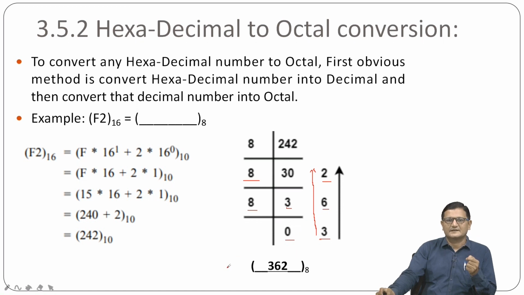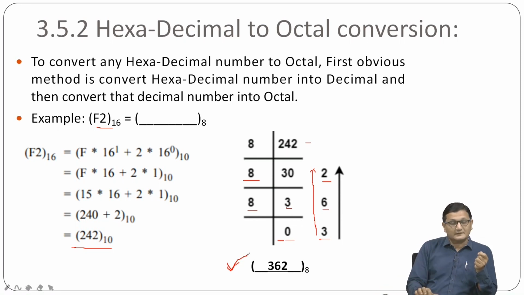So, suppose the number F2 is given to you. First, you can convert it into the decimal form, and then you divide that decimal number by 8 every time until you get 0, and then you write down all the remainders. So, you will get 362 octal. So, the answer is 362. The F2 hexadecimal number is equivalent to this 362 octal number.